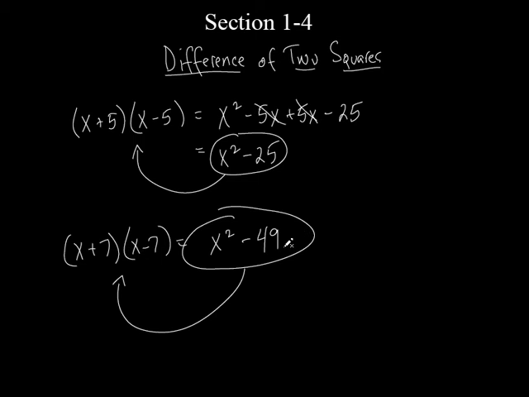Is something being squared to give you 49? Yes, 7 is. Is something being squared to give you x squared? Yep, it's x. And so you write two parentheses. I always start with the signs. One is always positive, one is always negative. Notice on both of these.